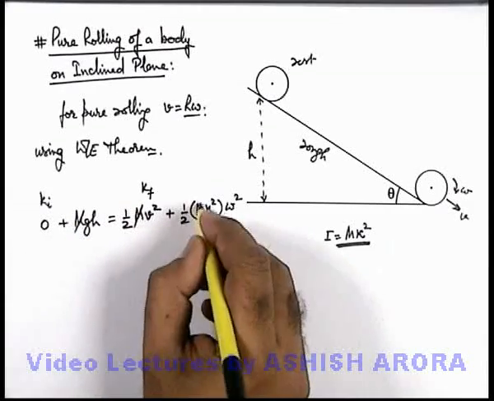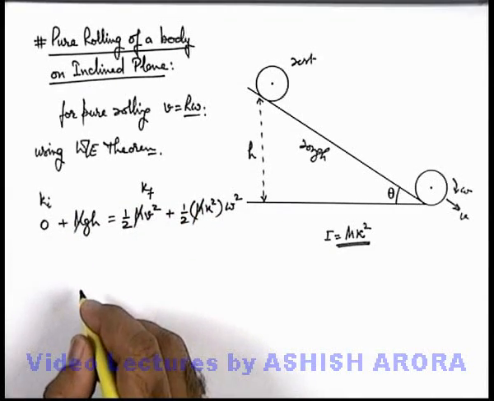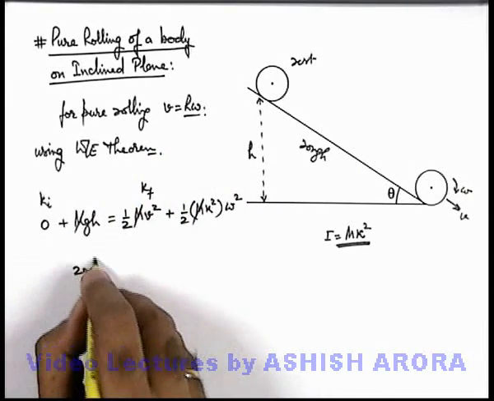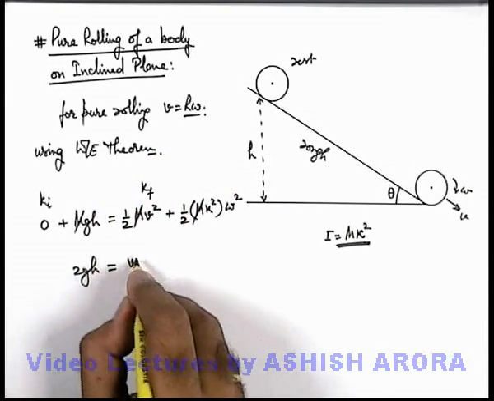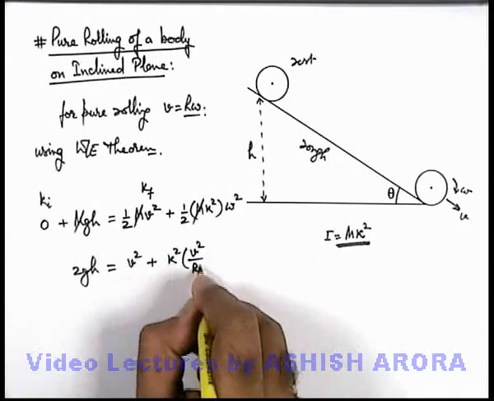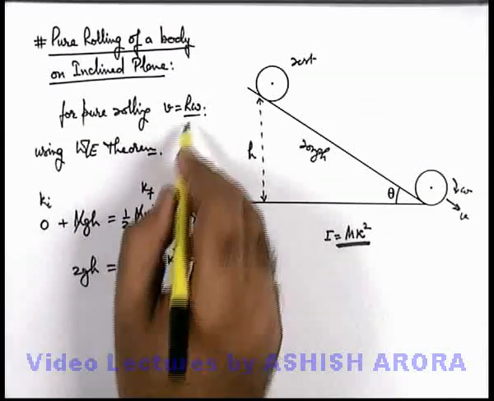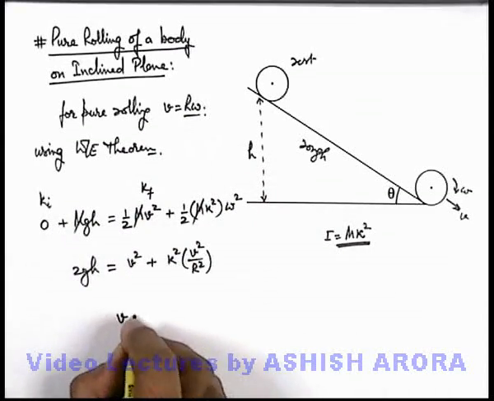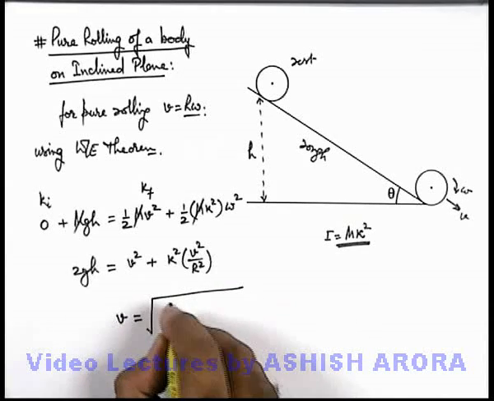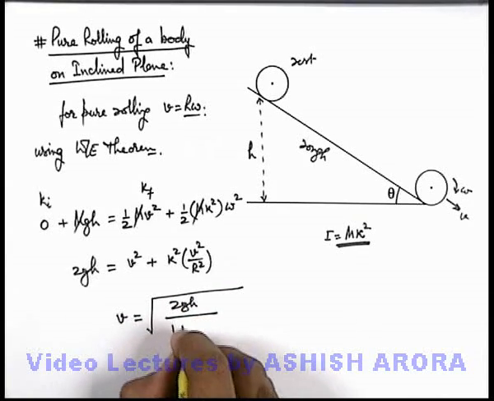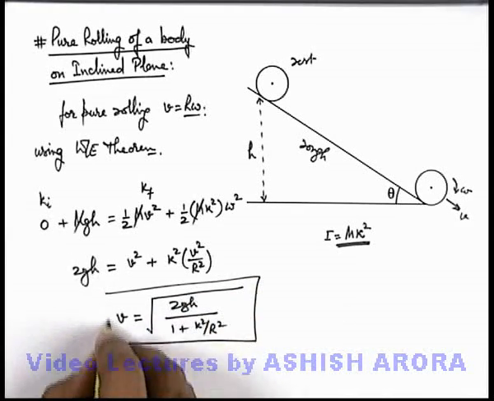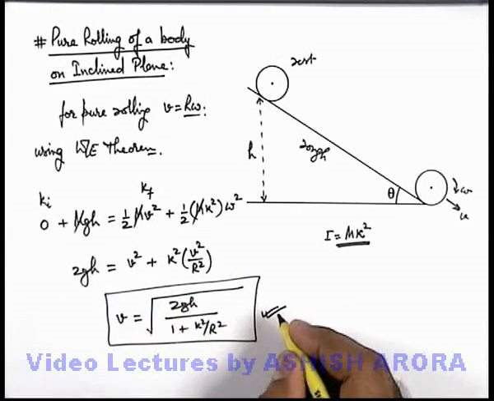So it can be written as mk square into omega square. Here m gets cancelled out, and we can write omega as v by r. So the equation will be 2gh equals v square plus k square v square by r square. Here I have substituted omega as v by r. From this expression, I'll get the speed with which it will reach the bottom of the incline as root of 2gh upon 1 plus k square by r square. This is a quite useful result, so keep it in mind.